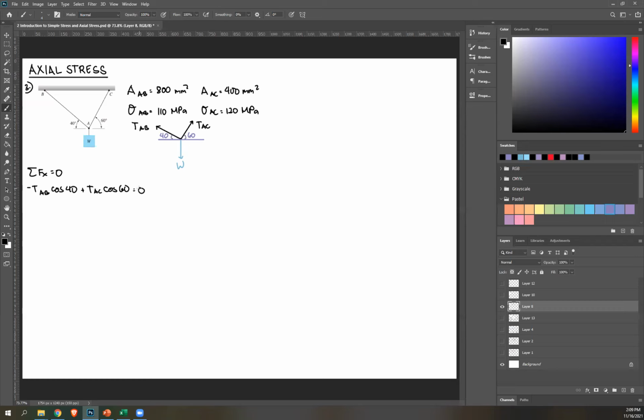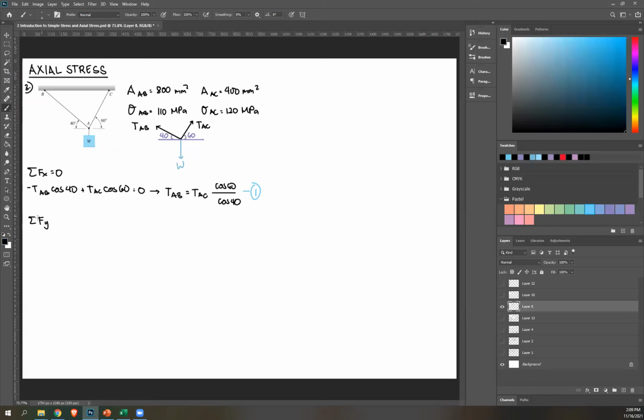So now I have an equation relating AB and AC. To make it more obvious, let's manipulate that. I'm going to transpose this to the right, and then solve for TAB. So TAB is simply PAC times cosine 60 over cosine 40. Again, that's just transposing to the right and dividing both sides by cosine 40. Let's call this equation 1. There's nothing actually to solve for there, so let's move on to the other equation.